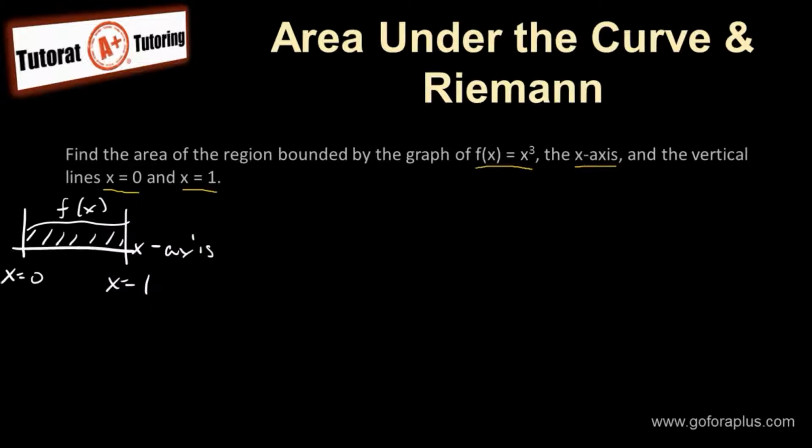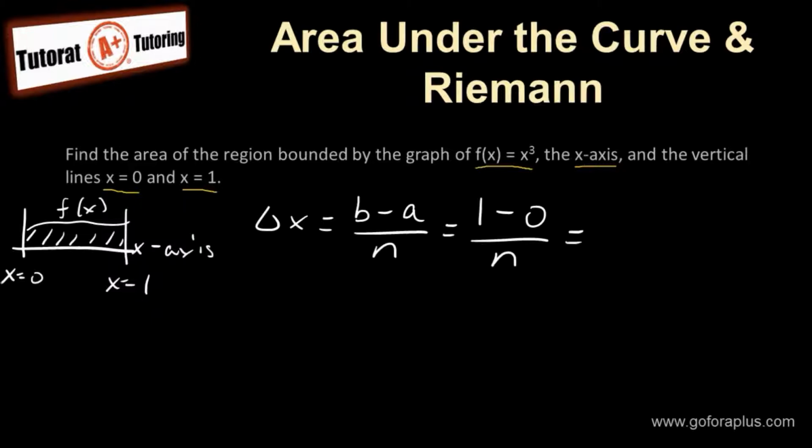The first is the delta x, and it's equal to b minus a over n. b is 1, a is 0, over n, the constant. This is equal to 1 over n. Now b is basically the x equal to 1, and a is x equal to 0.